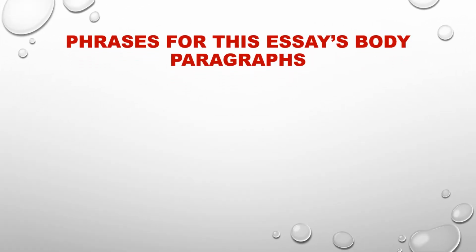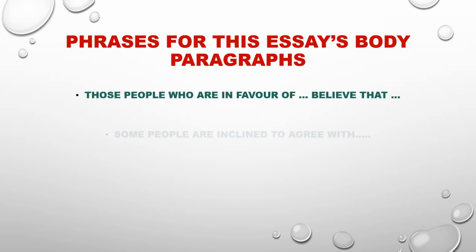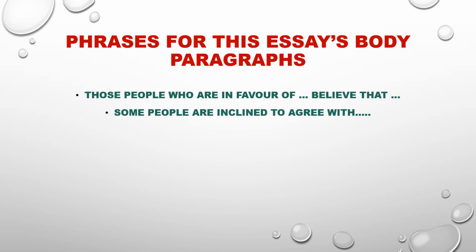So these are some phrases that you can include in your body paragraph 1. When you are going for the first viewpoint, the first point, then you can say these words: those people who are in favor of local news believe that... Whatever your first viewpoint is, you are going to include it in these dots. Or if your body paragraph 1 is about international news, then you can say those people who are in favor of international news believe that. So this is for your body paragraph 1.